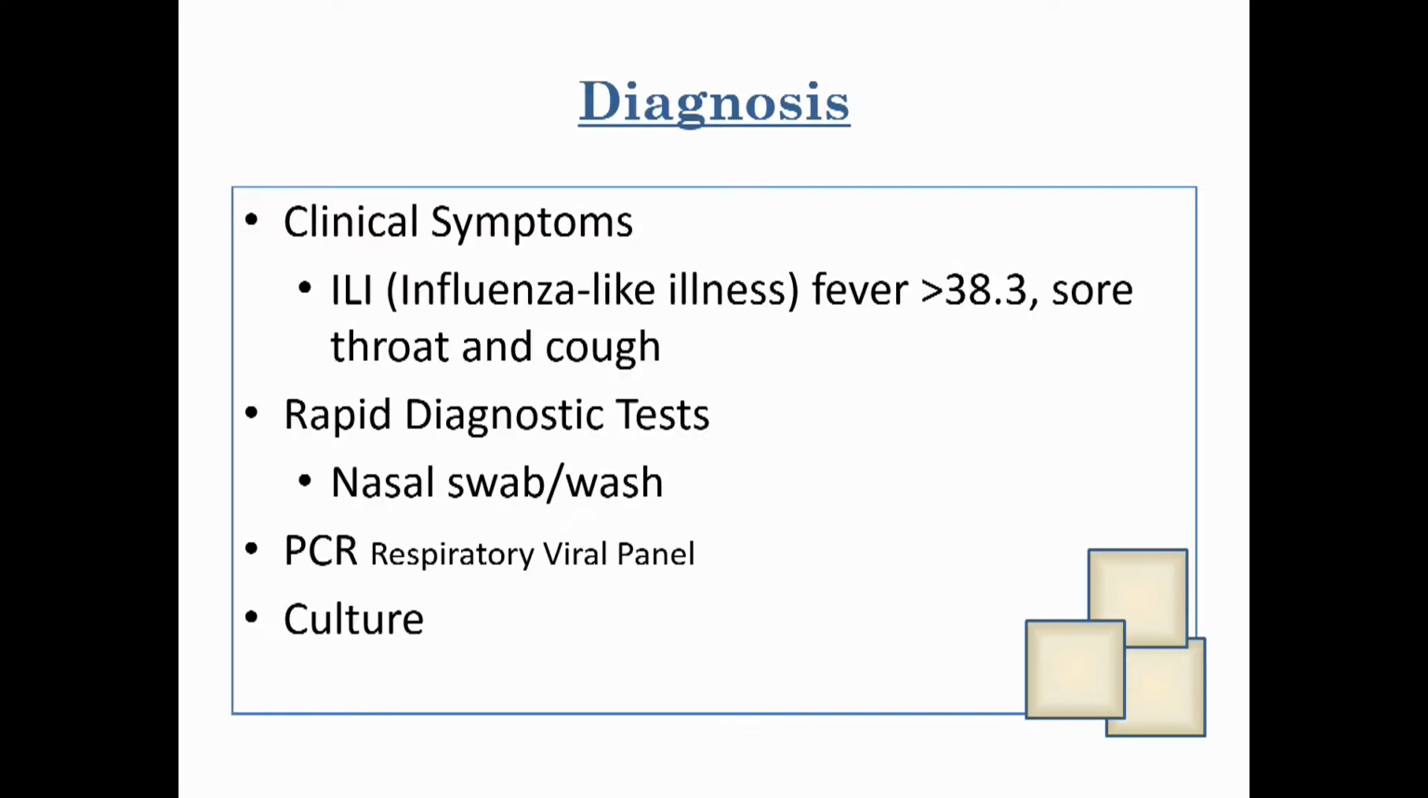You can also do other better tests that are called PCR tests, or polymerase chain reaction, and they usually do a panel of viruses, including flu. Those are usually done in hospitals or emergency rooms, and they take about 24 hours to get the results. Culture used to be the gold standard, but it's not used anymore with these other tests that are available.